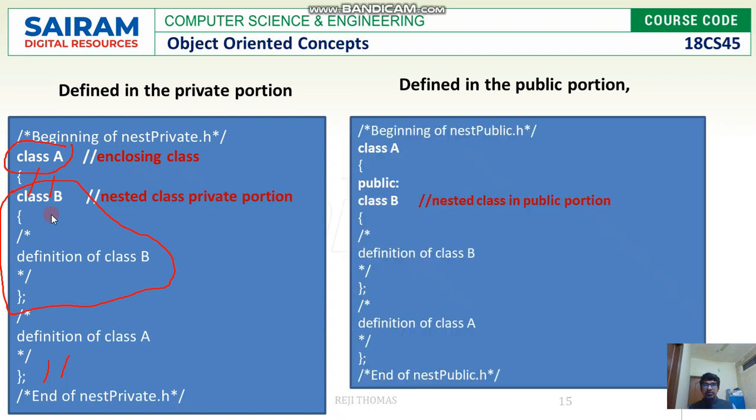Now let us see how this can be defined in the public portion. There is no difference. Here also you can see the same class, which we name A, and we just wrote public. So now the class B is defined in the public area of class A. Class A is your enclosing class, and class B is your nested class. So there are two ways: we can define this in the private portion, or in the public portion.